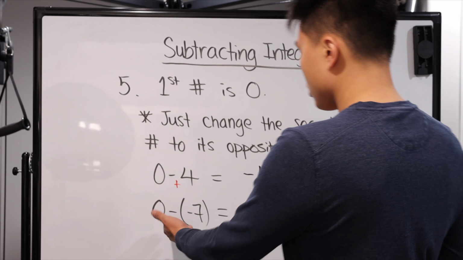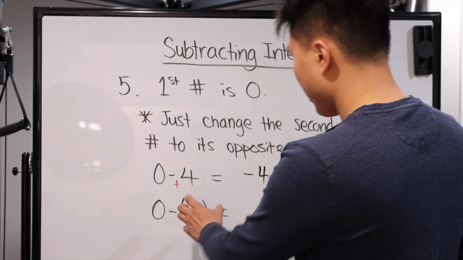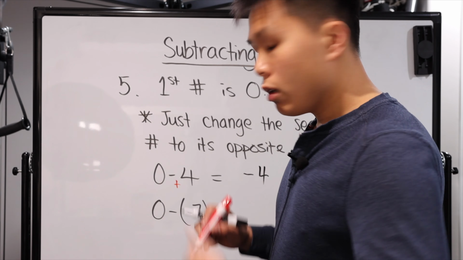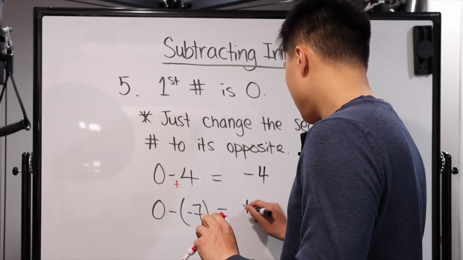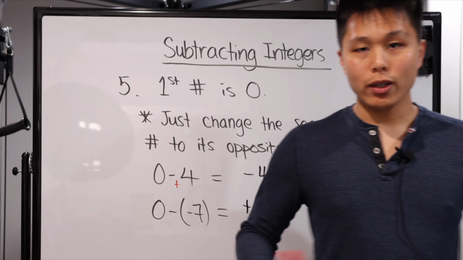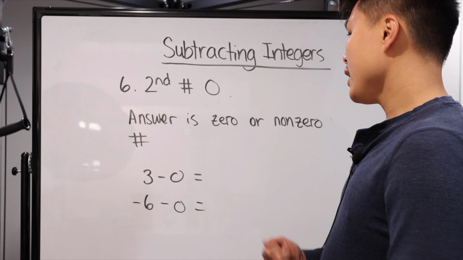All right, the second one, you're subtracting a -7, so you're going to grab that -7, you're going to get the opposite of it, which is a +7, so you can write a plus sign 7 or just 7, and there is your answer.